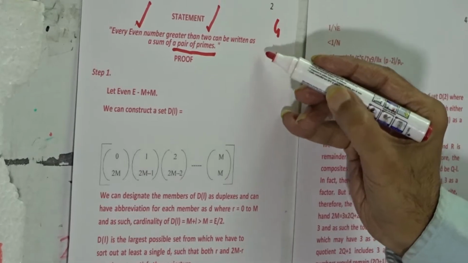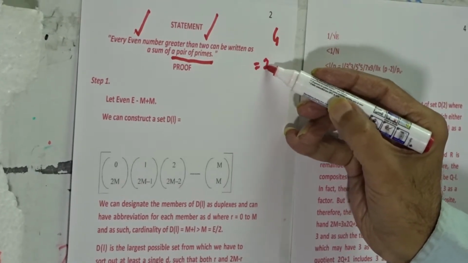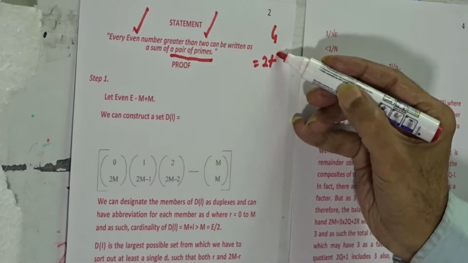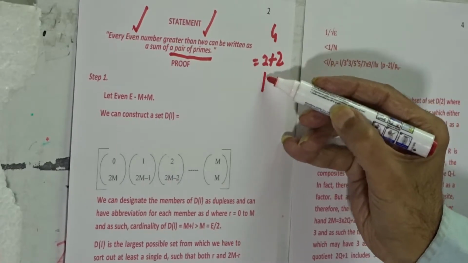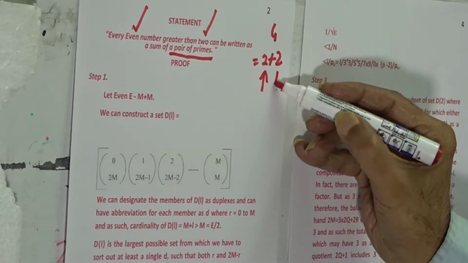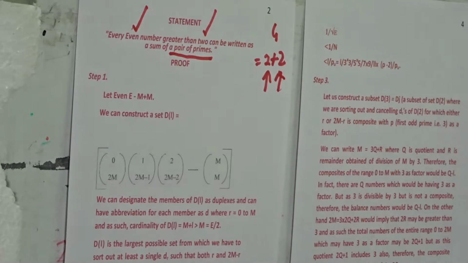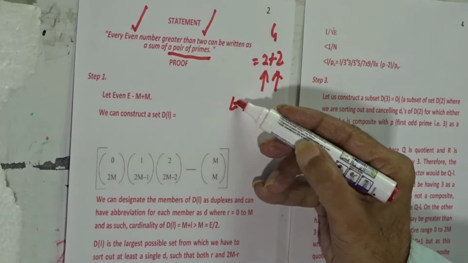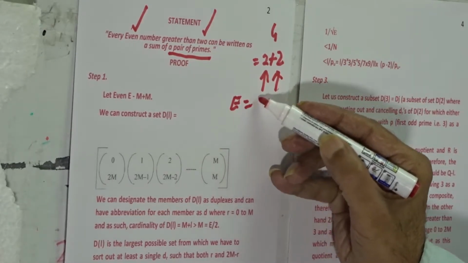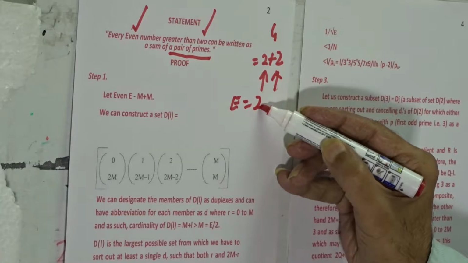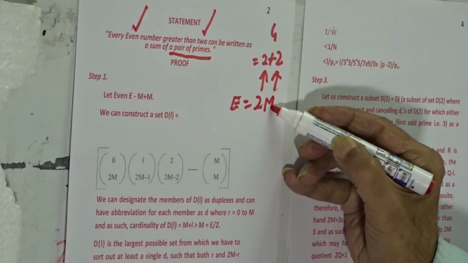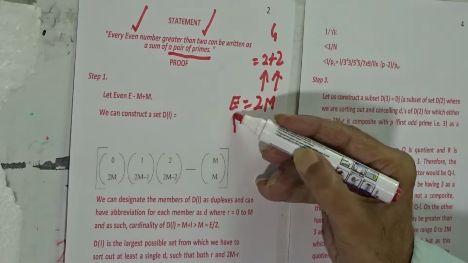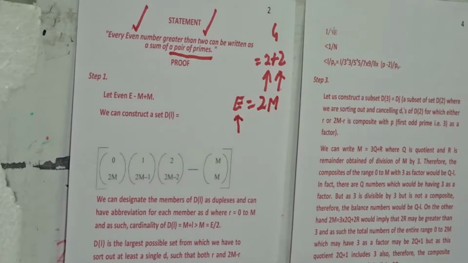4 can be written as a sum of a pair of primes. 2 is the prime, 2 plus 2 is 4. This E in general will permit expression as 2m. By definition, E is an even.